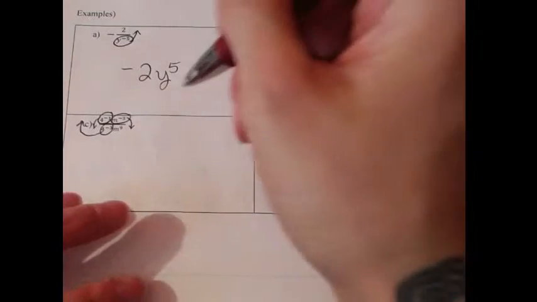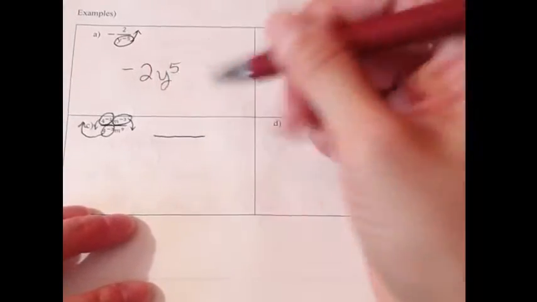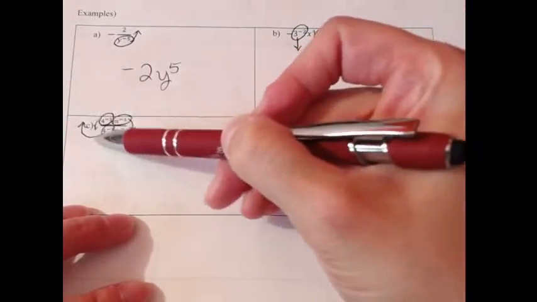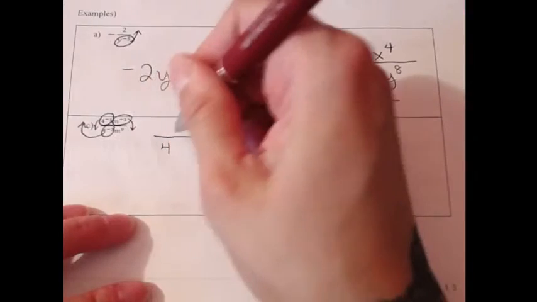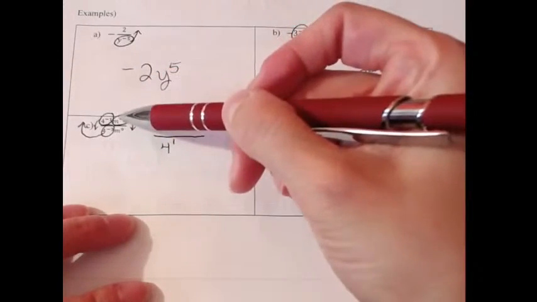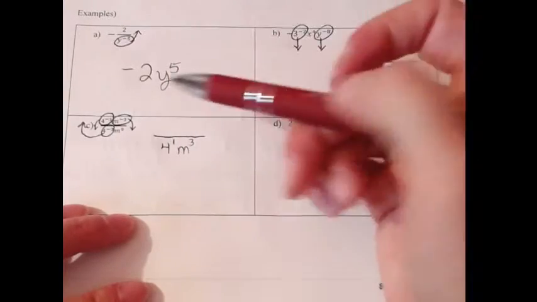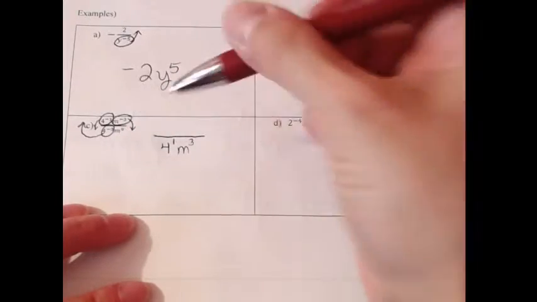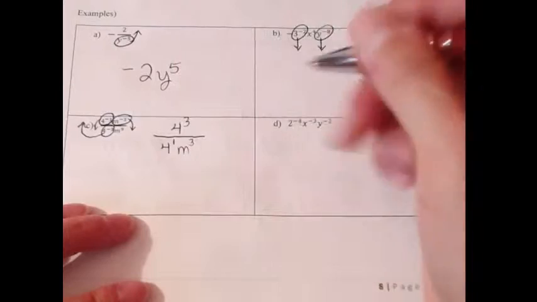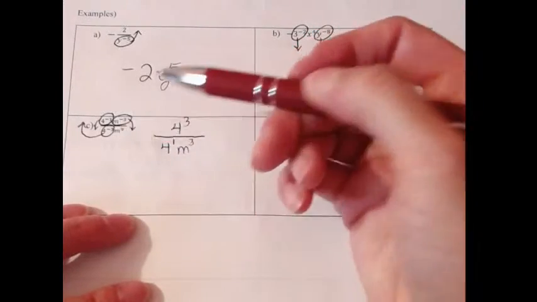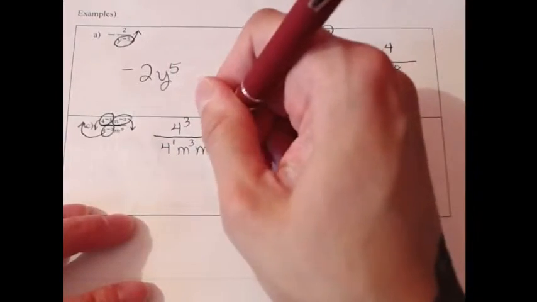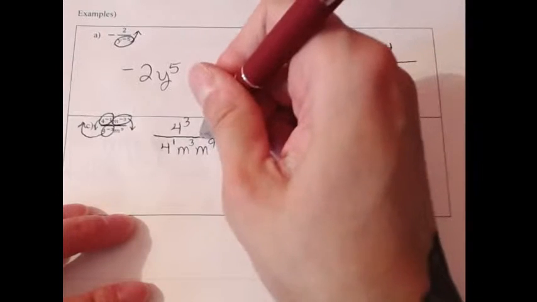So let's organize what just happened. The 4 to the negative 1 moves down, so it becomes 4 to the positive 1. This m to the negative 3 moves down, so it becomes m to the positive 3. This 4 to the negative 3 moves up, so it becomes 4 to the positive 3. And this m to the ninth, well, it didn't move, so we leave it in the denominator. I hope that makes sense.